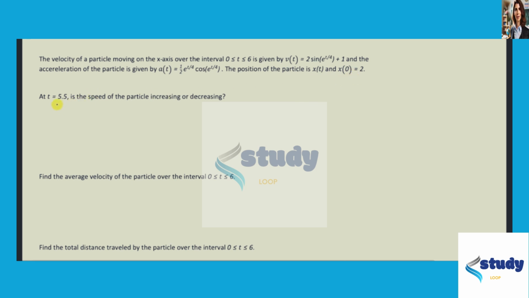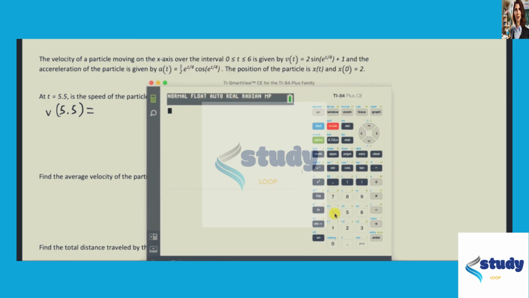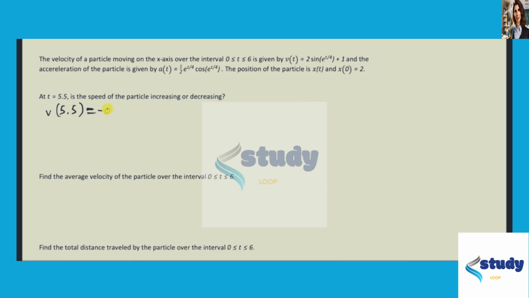At t = 5.5, is the speed of the particle increasing or decreasing? That's the first thing we want to figure out. So we need to know what is the velocity at that time. So v(5.5). If we plug 5.5 into the velocity function, that's 2 times the sine of e^(5.5/4), and then we add 1. So that's approximately negative 0.453.